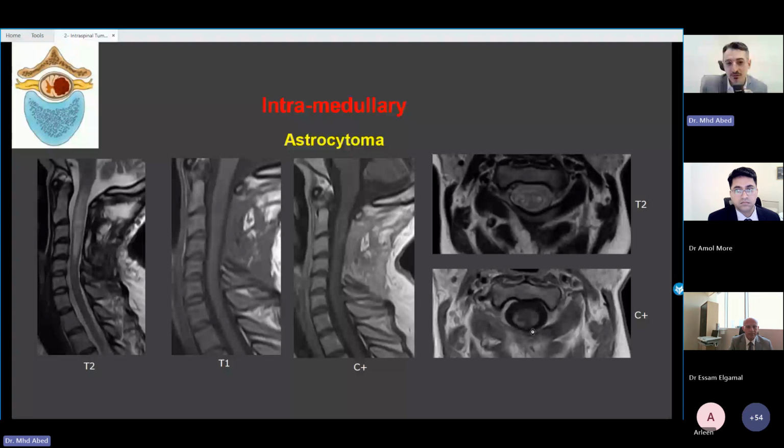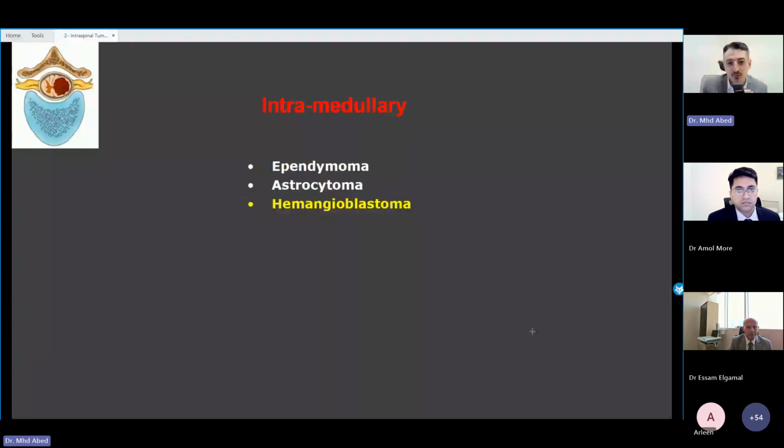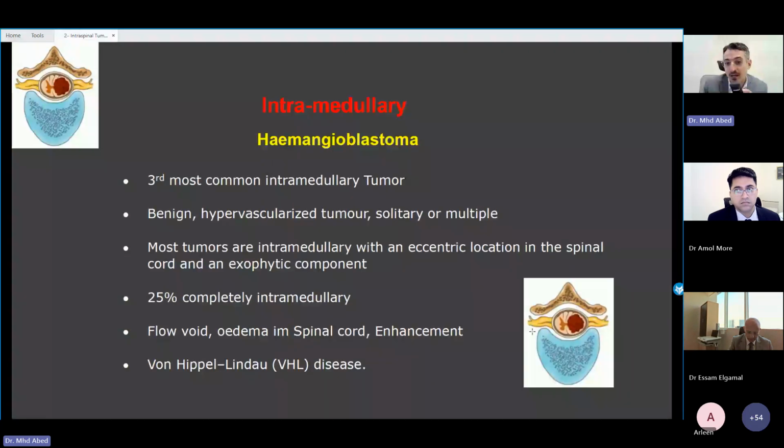Now, the third tumor is the hemangioblastoma. The hemangioblastoma is the third most common tumor, and we know that it's a benign tumor, but it's a hypervascularized tumor. It can cause CSF seeding. Sometimes the patient has also a component within the brain itself, and there is association with von Hippel-Lindau disease, but there is also sporadic tumor without von Hippel-Lindau disease.